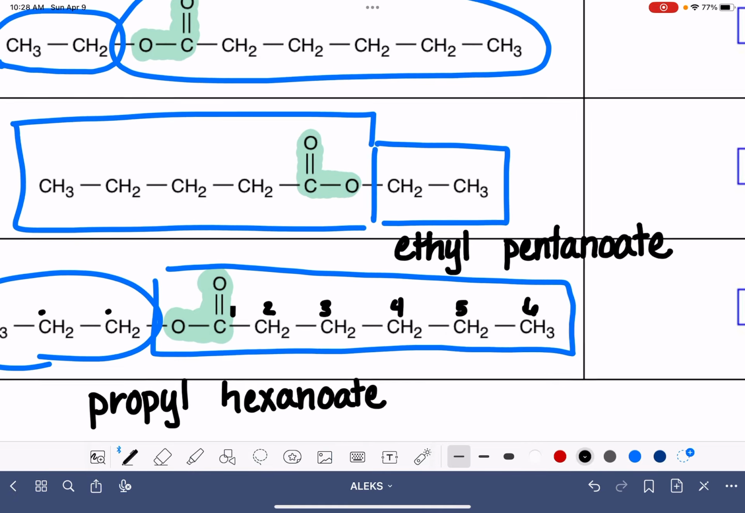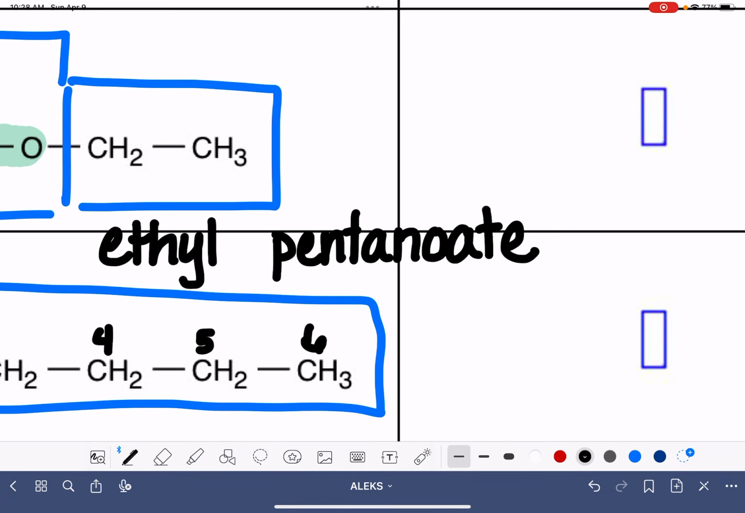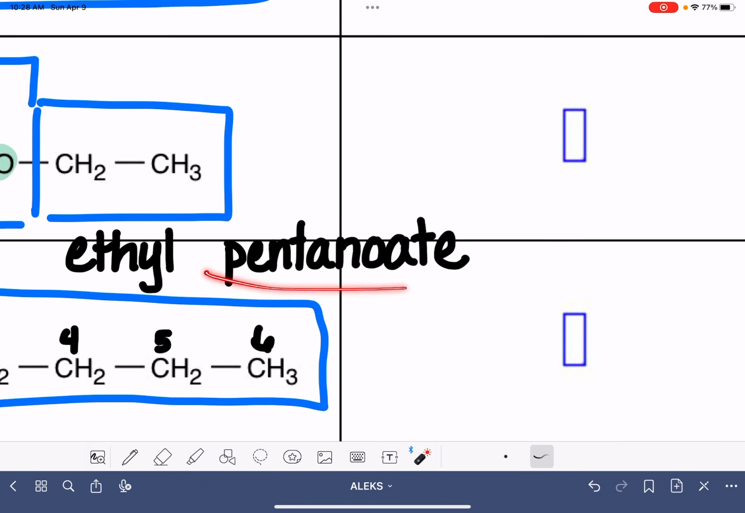Okay, so what if you had the other type of problem where they gave you the molecule's name and they asked you to come up with the structure of the ester? Oh my gosh, what are we going to do? Okay, we're going to start with the ending of the name first.